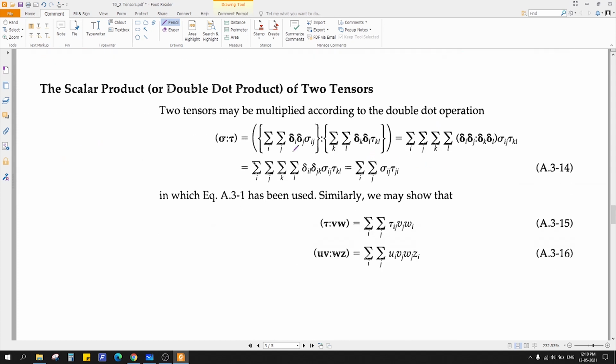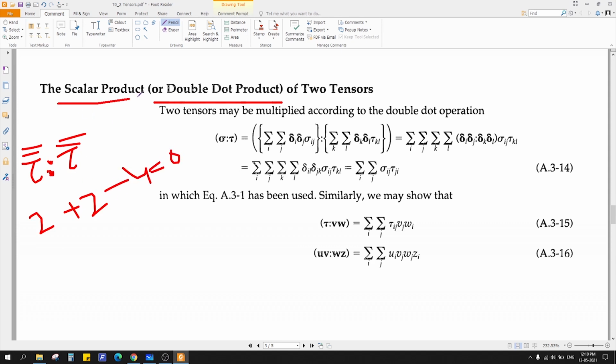What about the scalar product or double dot product? See, if you want to make the product of two tensors a scalar, then you have to use the double dot product. These two are tensors. So what is the order of a tensor? 2. 2 plus 2. And what does the single dot product mean? Minus 2. You have two dots in the double dot product, so minus 4. So it is 0. So you are getting a scalar. So if you use the double dot product of tensors, then you will get a scalar.